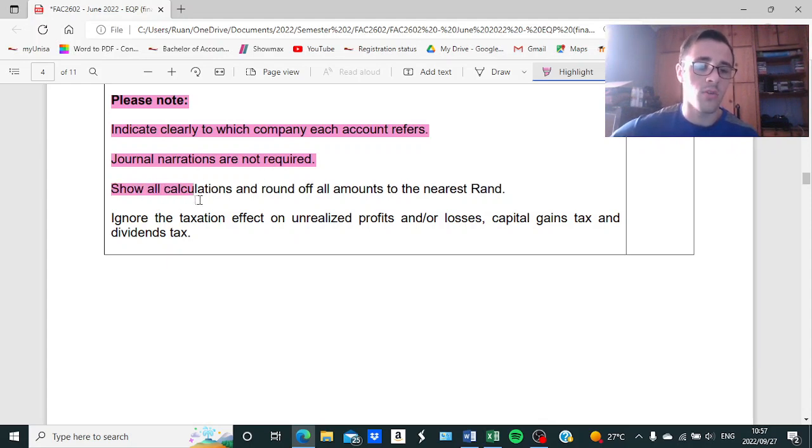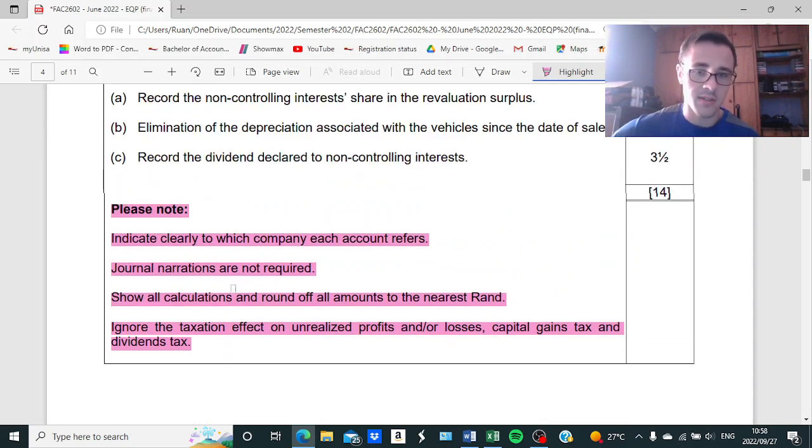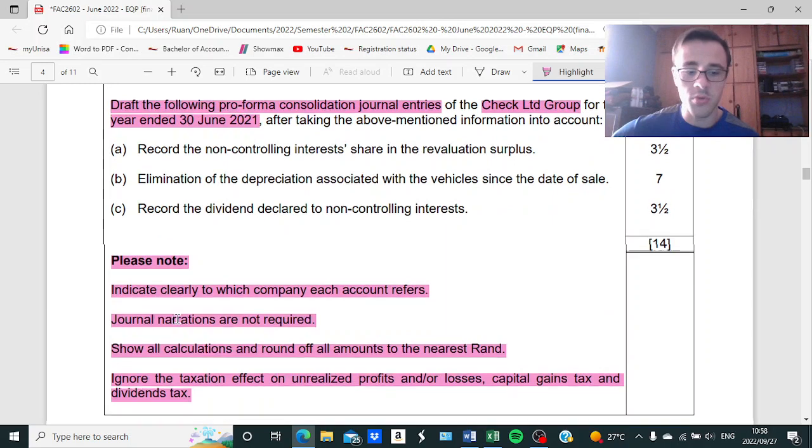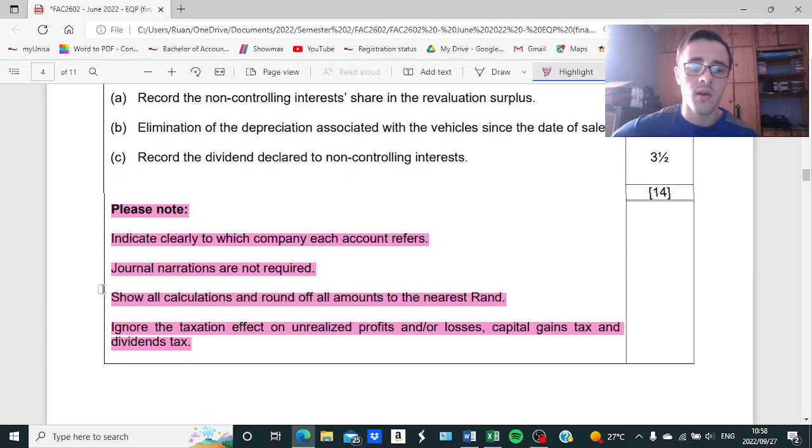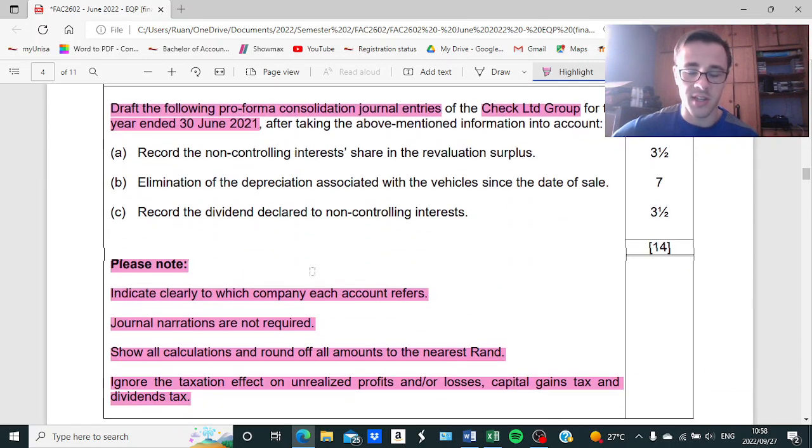And also important, show all calculations, round off to the nearest rand, and ignore the taxation effect on unrealized profits and all losses, capital gains tax, and dividends tax. This will be the case in every question in FAC2602 because we only deal with that in our third year accounting modules. Please remember to show your calculations, no matter how simple the calculation is.